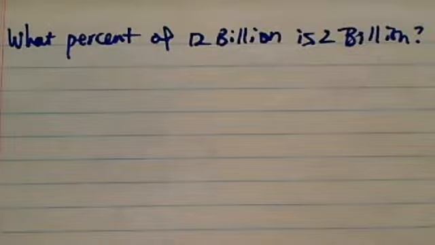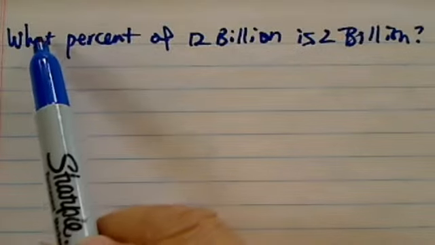Okay, so the question asks what percent of 12 billion is 2 billion? This is a really typical transition point from pre-algebra to algebra. So it's a really good idea to spend some time on this.